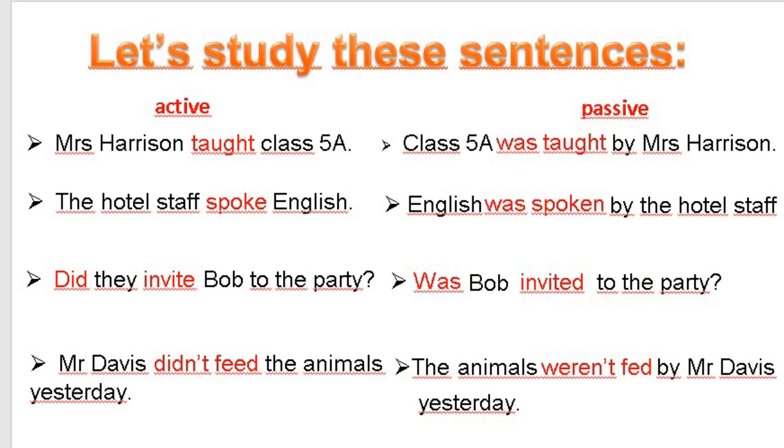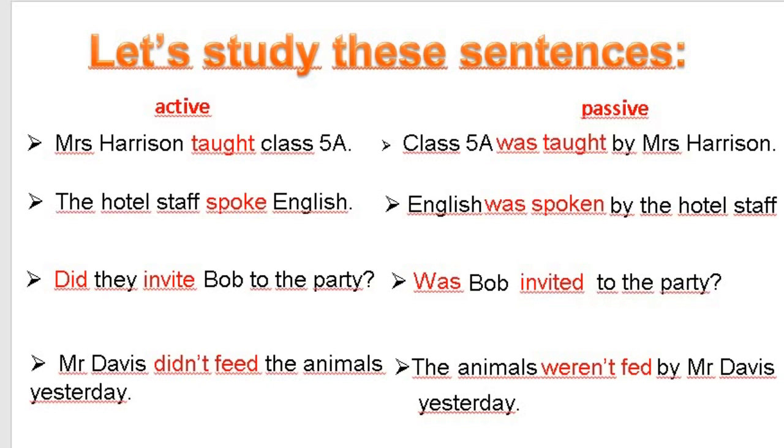Now let's look at the other sentence. Mr. Davis didn't feed the animals yesterday. Mr. Davis is the subject of our sentence. He is the person who does the action, so it's an active sentence. What didn't he do yesterday? He didn't feed the animals. It's our verb. And the animals is the object of our sentence. So we should make it passive. We put the object at the beginning of our sentence. The object is the animals.